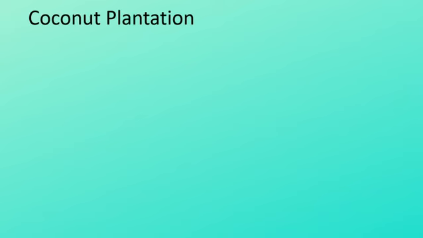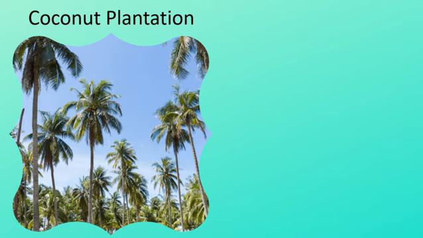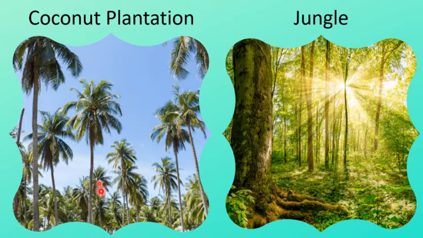Here you can see a coconut plantation and a jungle. What do you think is the difference between the two? Coconut plantation is an example of population, wherein you can only see one kind of living thing, which is the coconut. That is why it is an example of population. However, a jungle is an example of biodiversity. Do you have any idea about biodiversity?